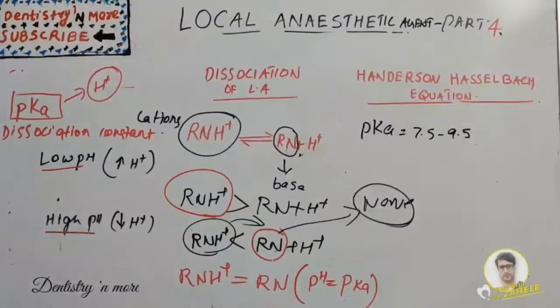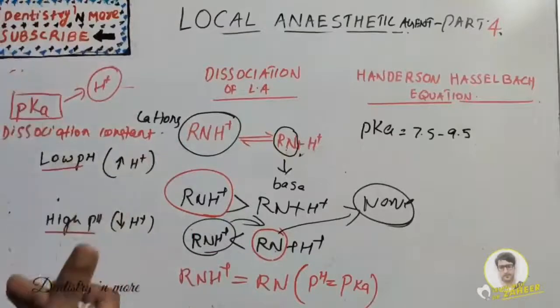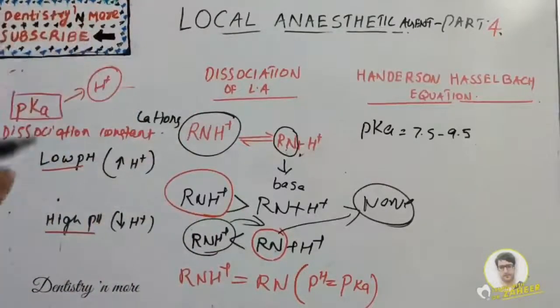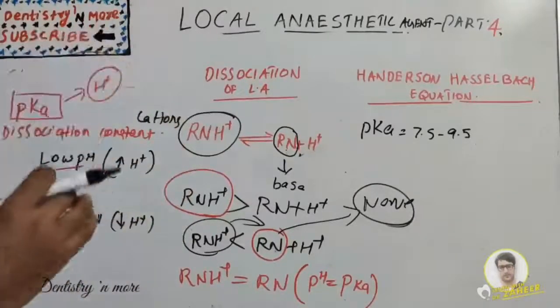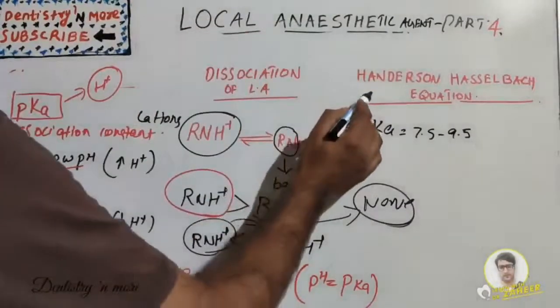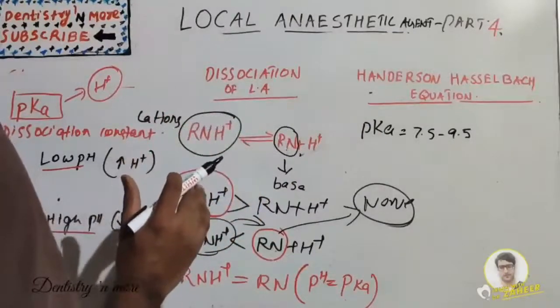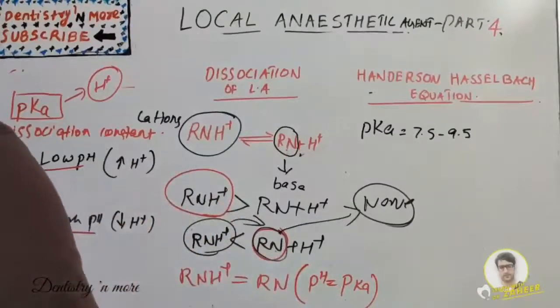So, if the tissue is infected, in many cases we might face a patient who has an infection. In that case, why is the LA not working properly? Because when the tissue is infected, the pH is lower. The pH is very low because it is more acidic due to the infection. So according to this equation, there will be less of the non-ionized form. The presence of this non-ionized form will be very little when there is an infection.